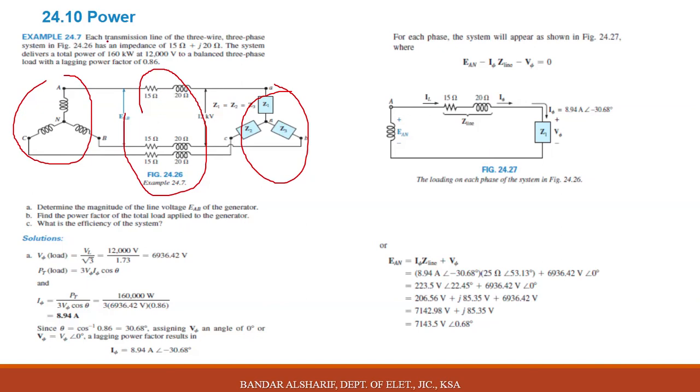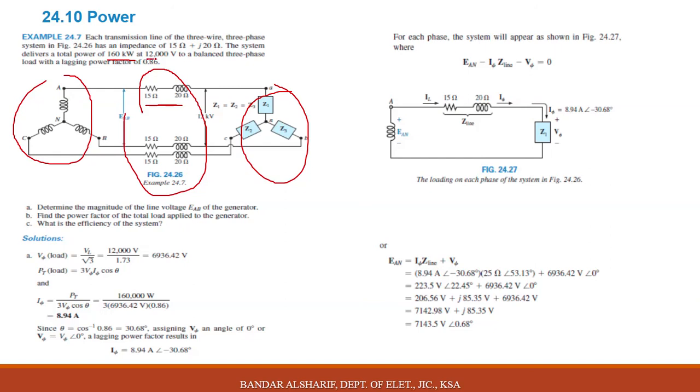Example 24.7. Each transmission line for the three-wire three-phase system in figure 24.26 has an impedance of 15 ohm plus J20, which is this. The system delivers a total power of 160 kilowatt. This means active power, delivered to the load, not from the source. This means there are some losses in the transmission line, at 12,000 volt.